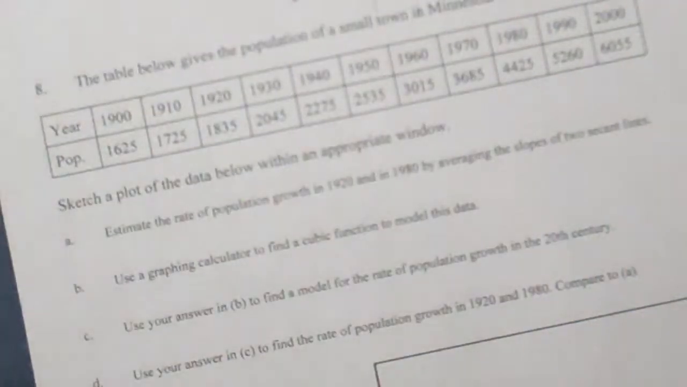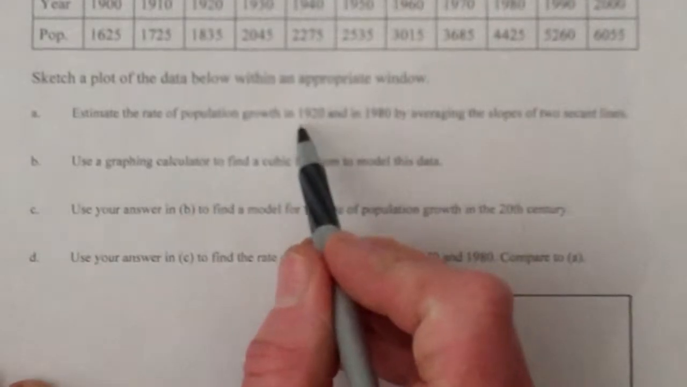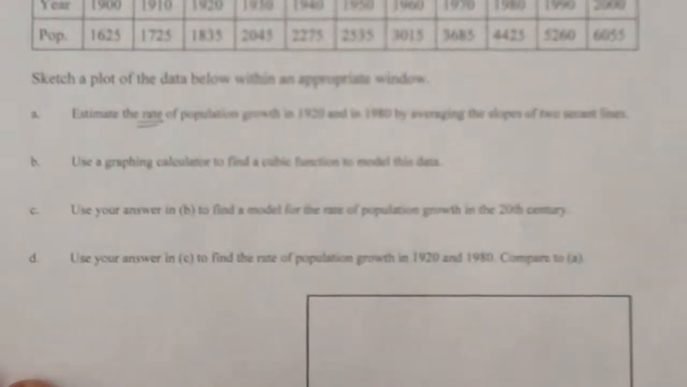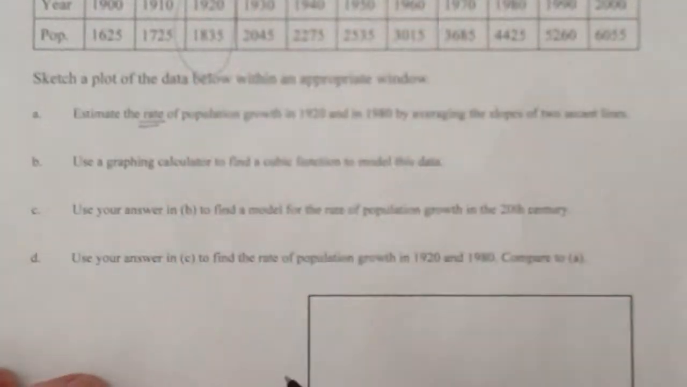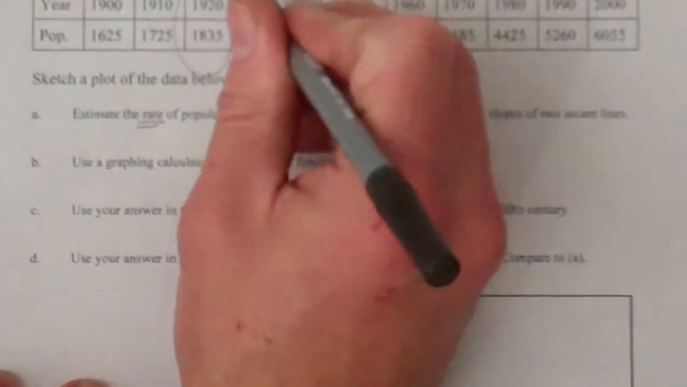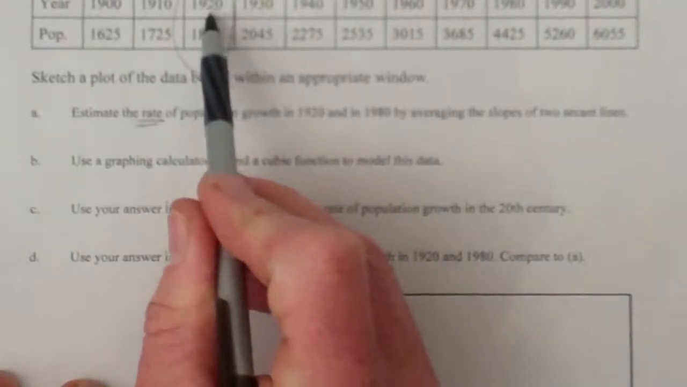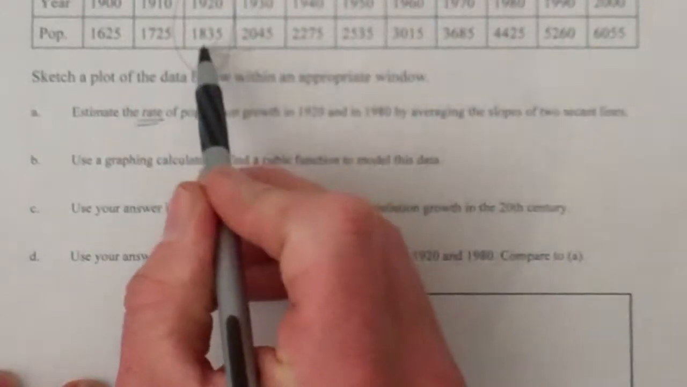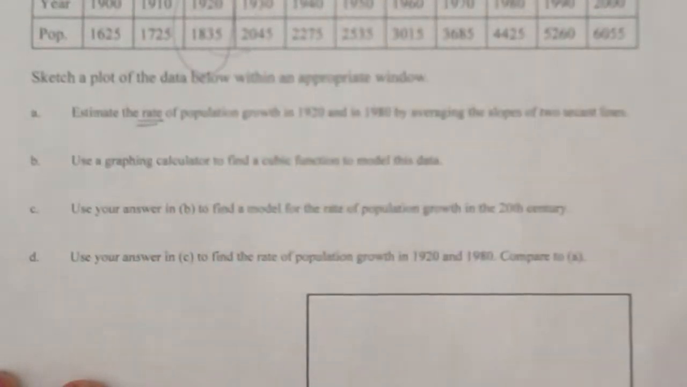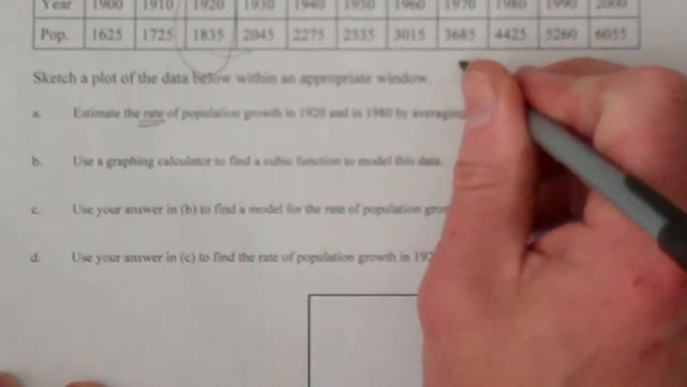But that's skipping ahead a little bit. I want to get that in here. Estimate the population growth rate by using 2 secant lines. So if it's 120, there's been a change in the x's of 10. And the change right here is 210. So I'll put that there.